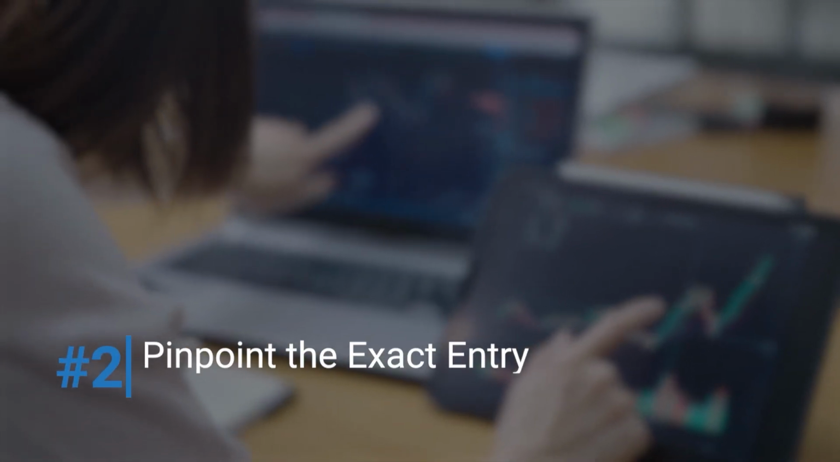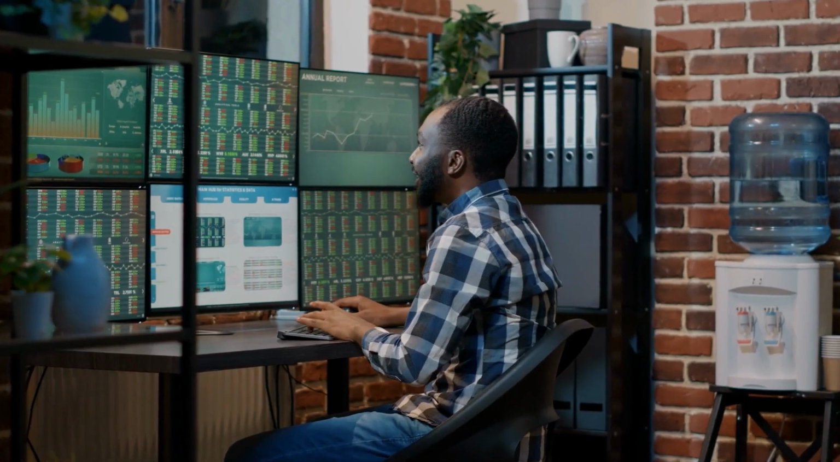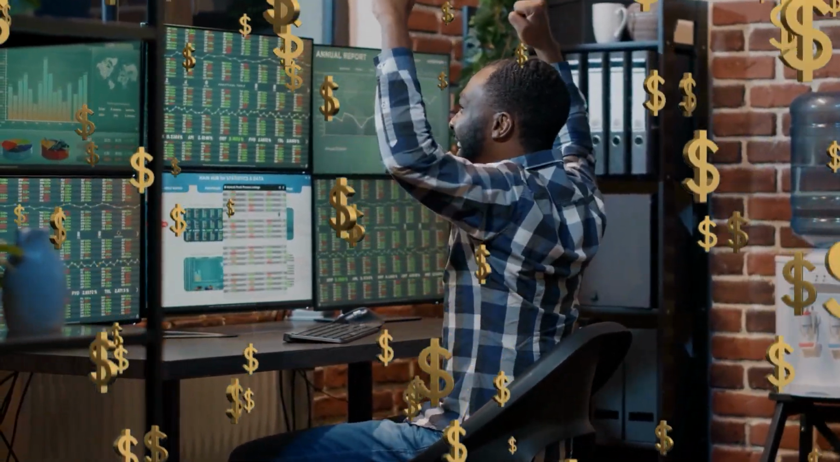The second step, we drill down using the accuracy of the MTFX to pinpoint the exact bar for entry. Remember, we're looking for the market to explode in your favor after this entry. So let's get into it.